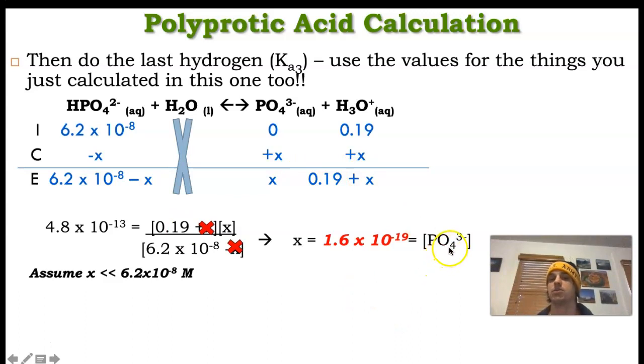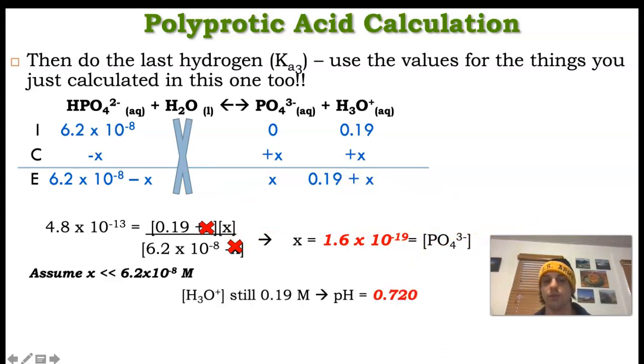So this is my concentration of PO4. If I added that to my hydrogen ion concentration, it would be nothing. If I subtracted it from my HPO4 concentration, it would be nothing. So all this is really doing is calculating my concentration of PO4. The H3O+ is still 0.19. My pH is still 0.720. Okay, so there is a polyprotic acid calculation.